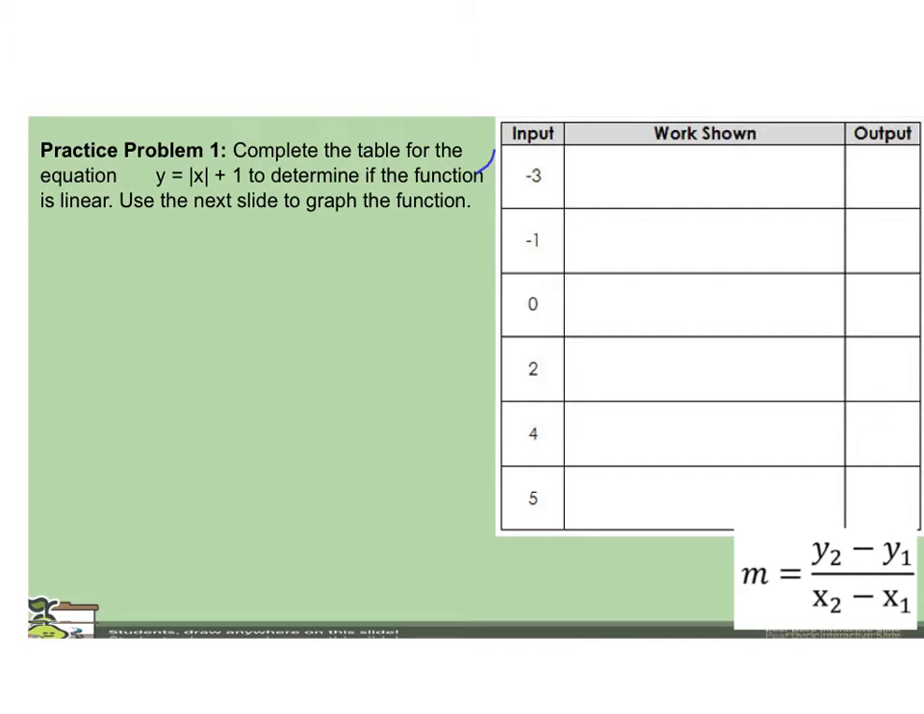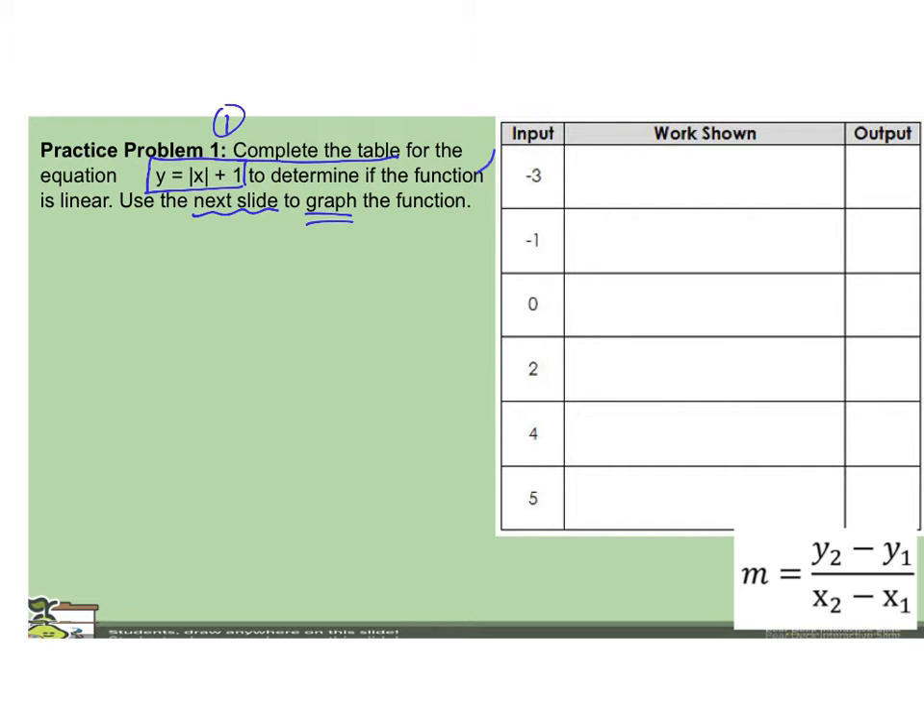Okay, so first practice problem. This one is a little different. So let's see what we need to do. It says complete the table. That's the first thing. For this equation, to determine if it's linear. And then on the next slide, we're going to graph it.